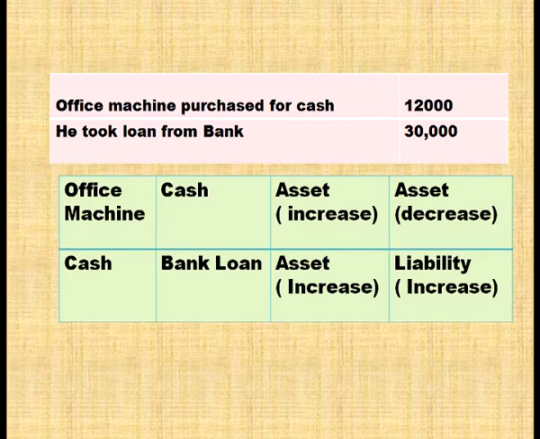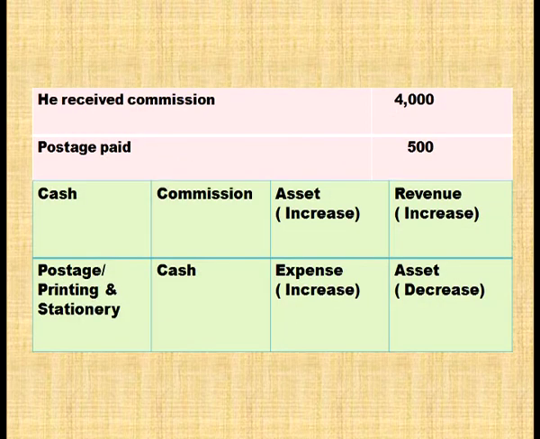is credited. Received commission. Cash is coming inside the business in the form of commission. So, cash and commission are the affected accounts. Cash is an asset. Asset is increasing. Rule for asset account, when asset is increasing, it is debited. So, cash account is debited. Commission being a revenue for the business. Rule for revenue account, when it is increased, it is credited. When it is decreased, it is debited. So, commission account is increased. So, it is credited. Cash account debit, commission account credit.